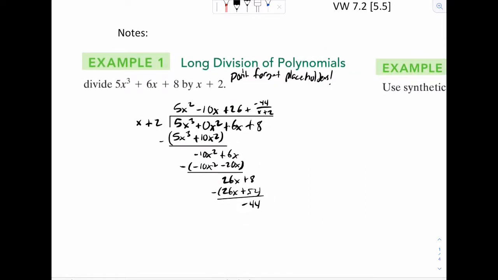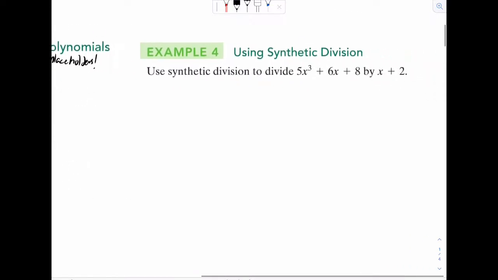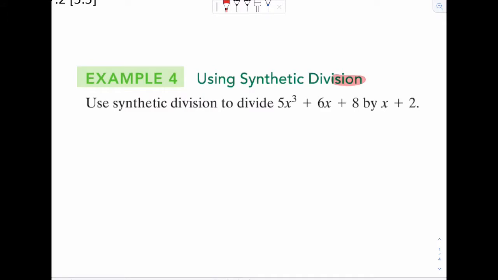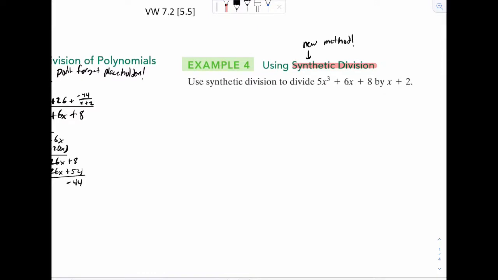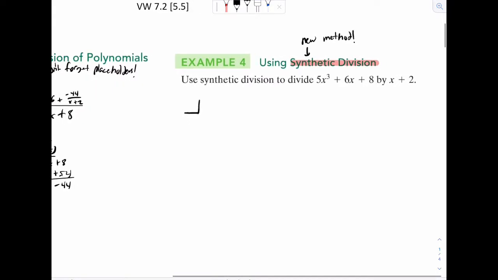Now I need that to show you a new method called synthetic division. So everyone highlight that. This is your new method. The way synthetic division works is you first start by drawing a half box like this right here. And what you do is you put the 0 of the divisor. So the divisor is this thing right here. And think about what makes that 0. That would be negative 2.